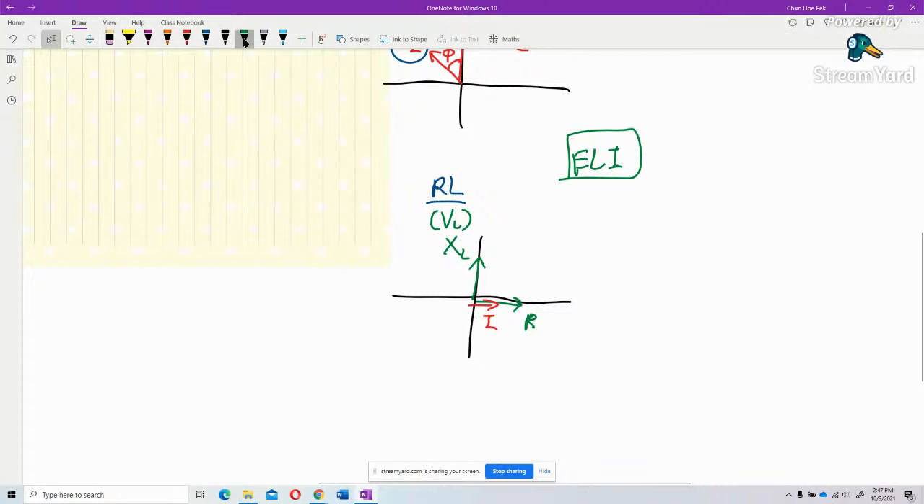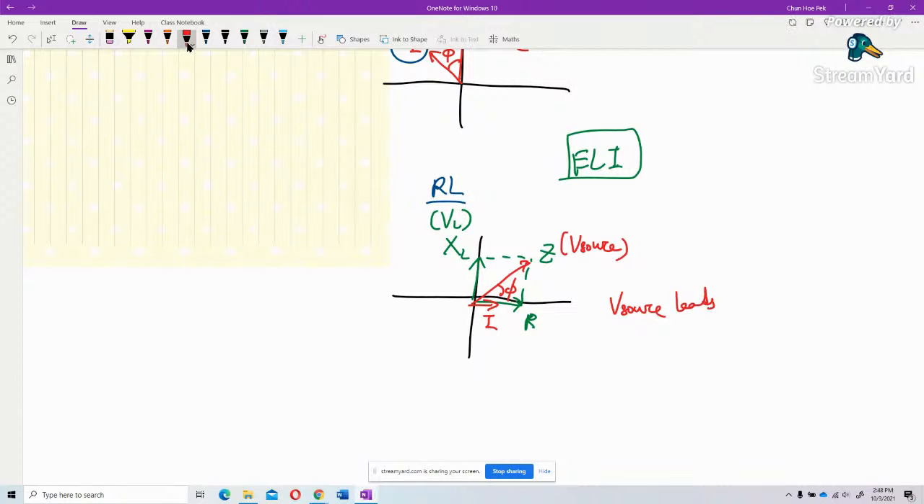Now, see, we have the Z over here. So this is the Z. V source is together with Z, understand? V source together with Z. So that means the phi is here. So we can say for RL, V source leads current by phi. V source leads current by phi.